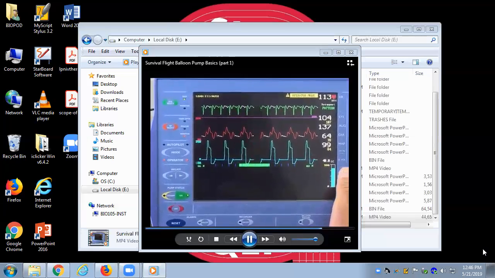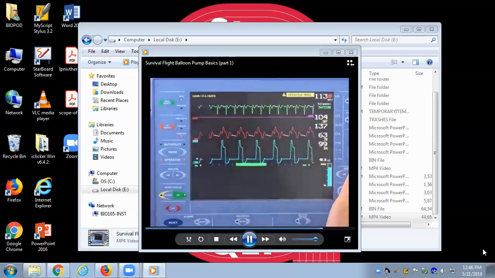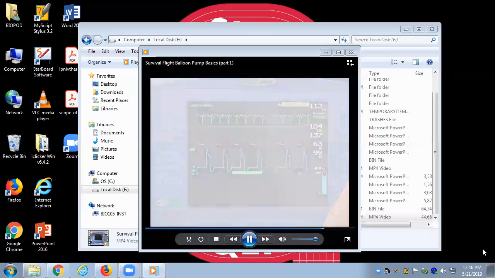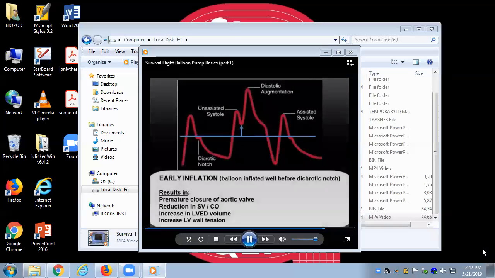Now what I'm going to do is show you, really quick, dangerous timing errors. The dangerous timing errors for this are early inflation and late deflation. What is the augmented blood pressure?